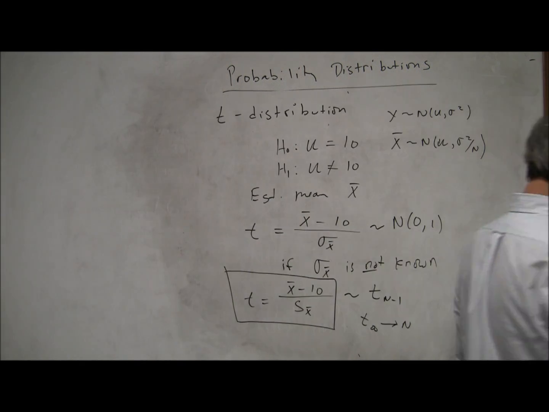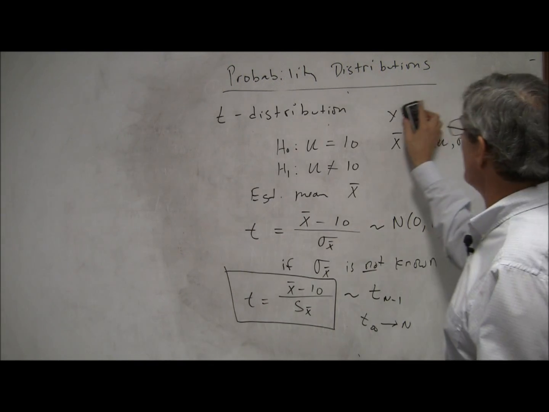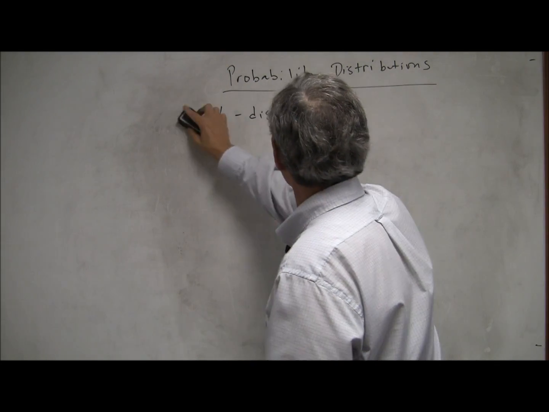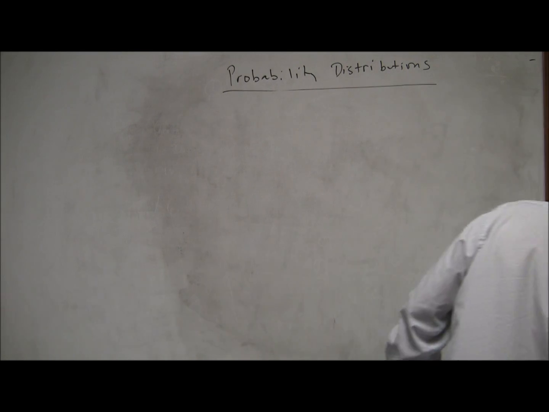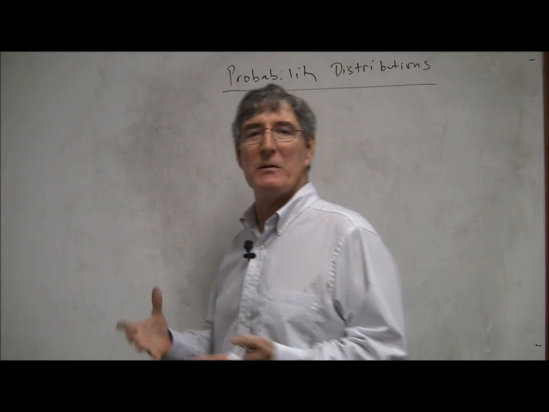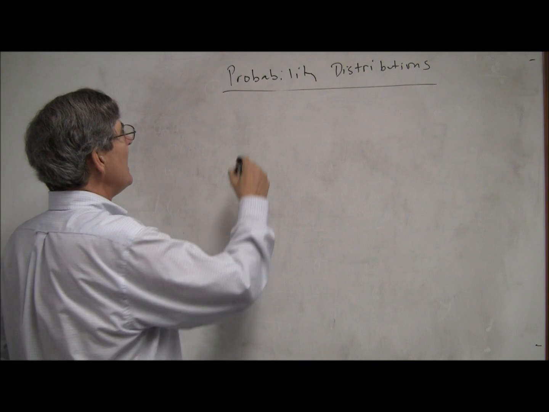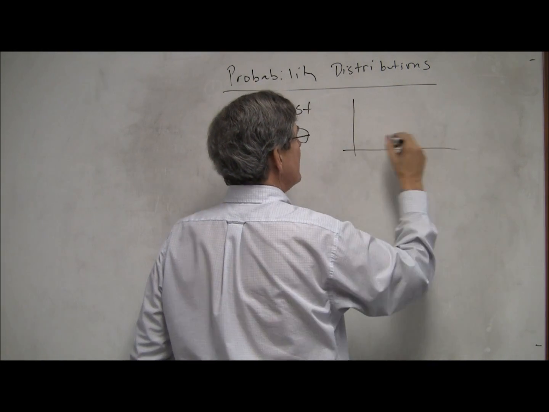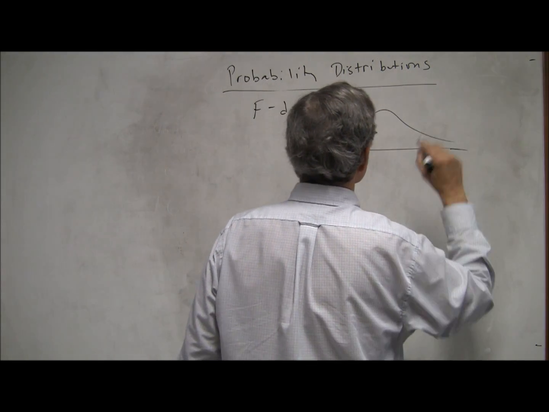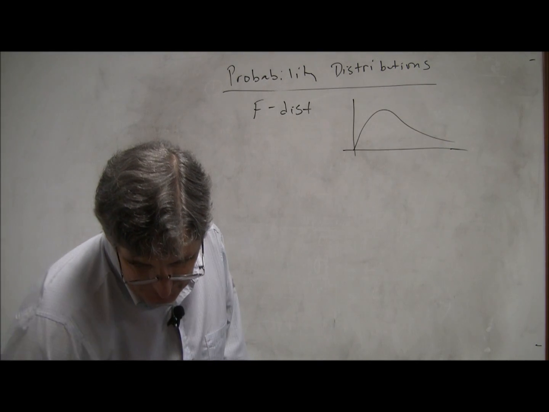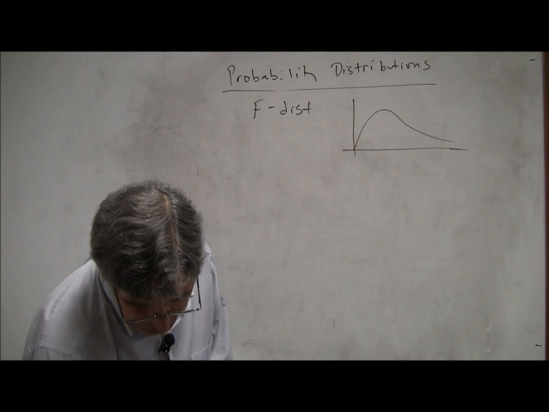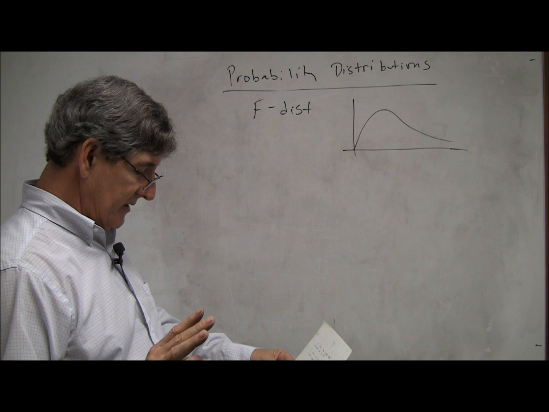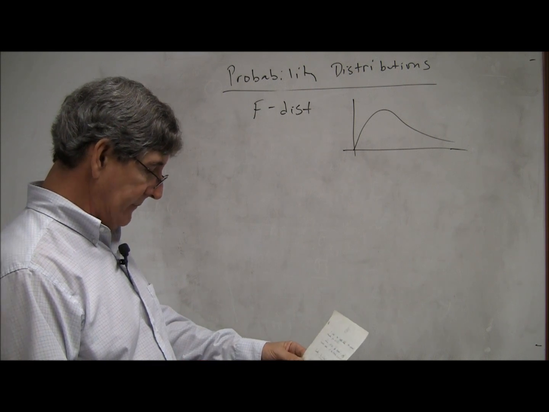The final distribution that we'll be interested in, and this one we'll use quite a bit as well, is an F distribution. And it looks kind of like a chi-square. Depending upon the degrees of freedom, it looks sort of like this. It depends on the particular degrees of freedom. I'll talk about that in a second.